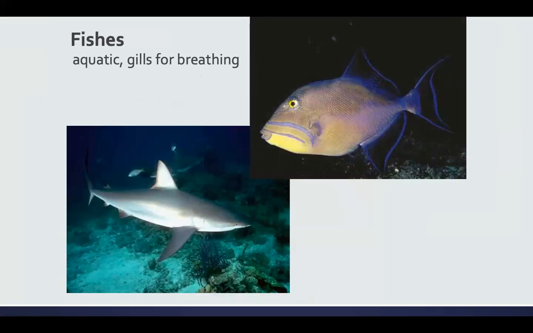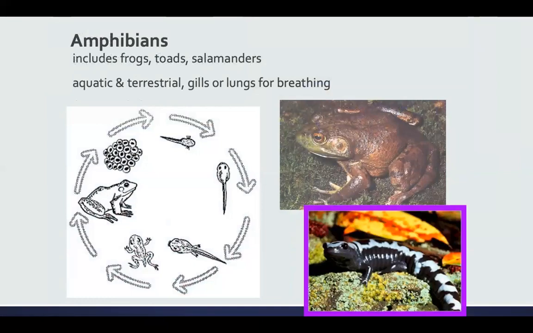Fishes, they're aquatic. They have their gills for breathing underwater. Amphibians include frogs, toads, salamanders. They can be aquatic or terrestrial, so living in the water and on earth, and they have gills or lungs for breathing, so they can breathe outside the water as well. And a great example of an amphibian is the frog that will start out as a tadpole from eggs and then form a tail and legs swimming underwater and eventually lose the tail and be earthbound as a frog.